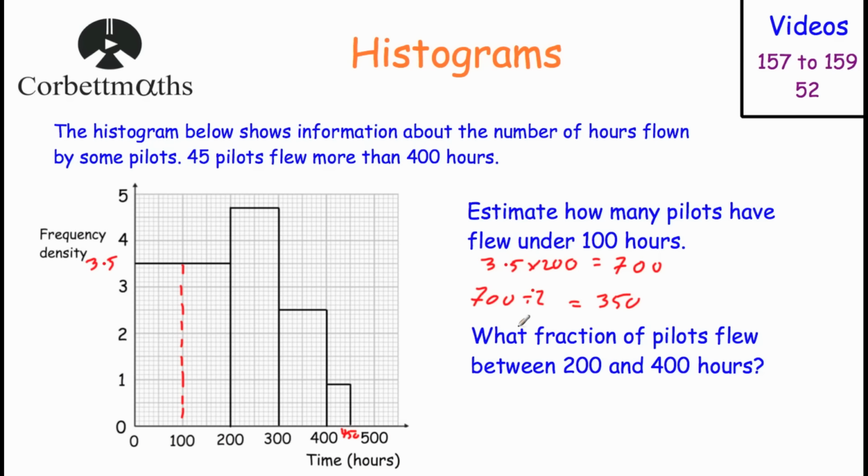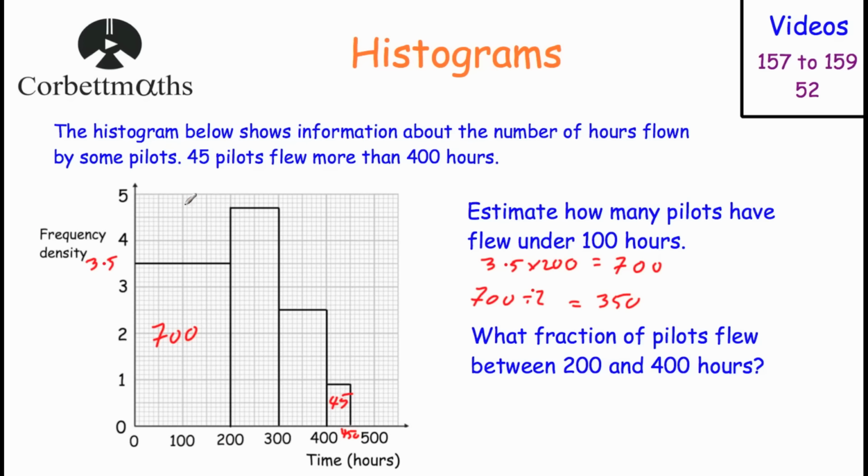Okay, our next question says, what fraction of pilots flew between 200 and 400 hours? So we want to work out the fraction of pilots, so we're going to need to know how many pilots there are altogether. So let's get rid of that dotted line to begin with. And we know there's 700 in this bar. We've been told there's 45 in this bar because 50 multiplied by 0.9 is 45. So we know there's 45 in there. Let's work out how many pilots are in this bar and this bar.